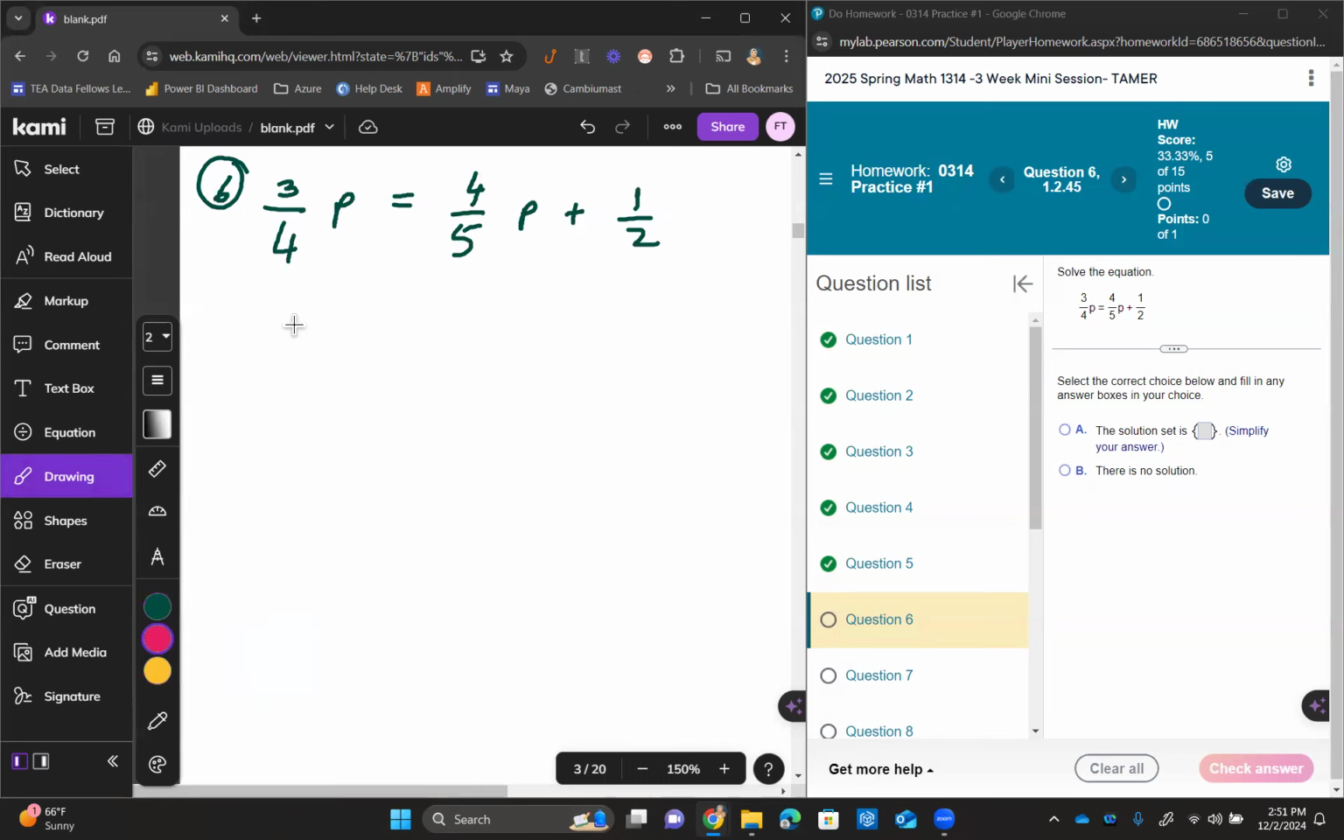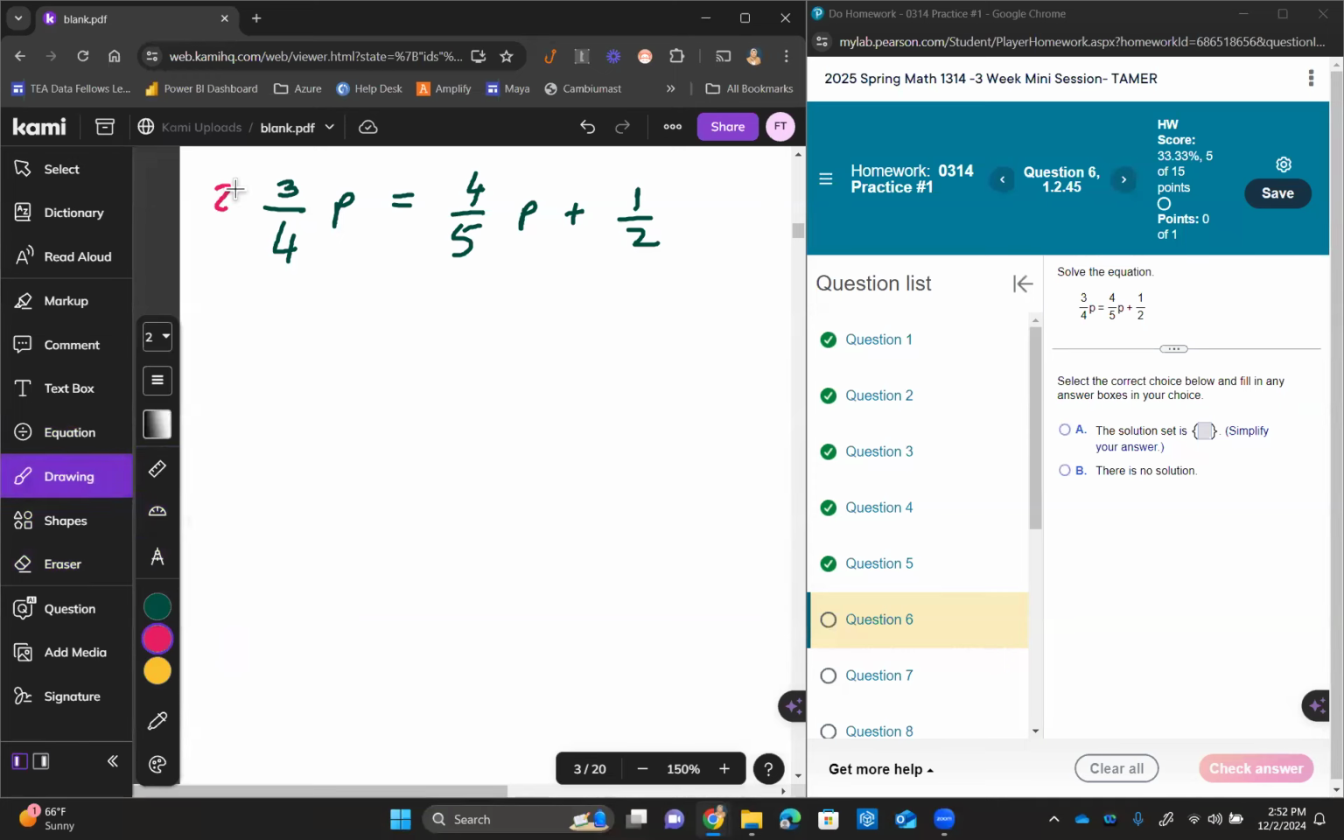Now the scenario is a little bit different here because this one has a fraction with a denominator of 4. This one has a denominator of 5. So they are not the same numbers. Because they are different denominators, we need to find their least common multiple so we can clear both of them. So 4 and 5, their least common multiple is 20. So if I want to clear the fractions here, I must multiply every single term by 20.